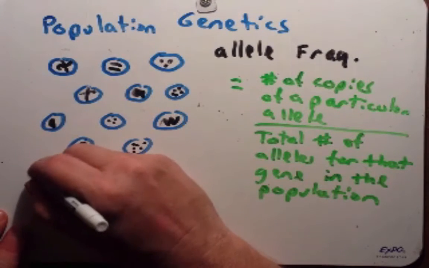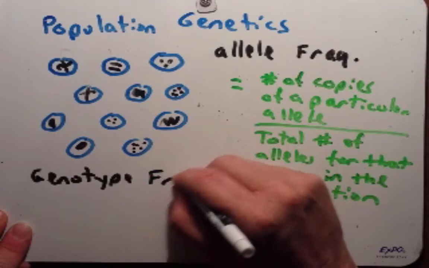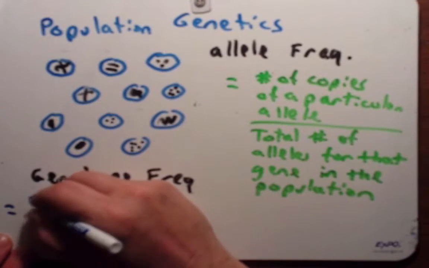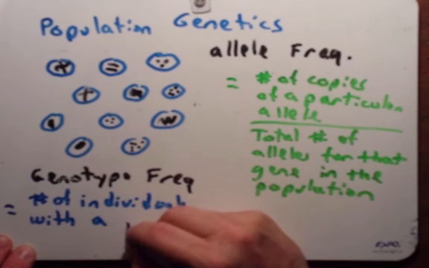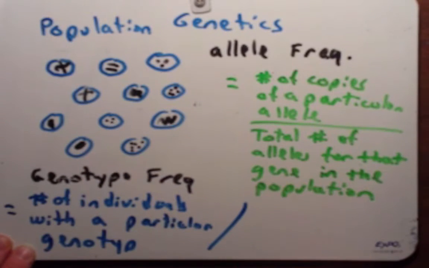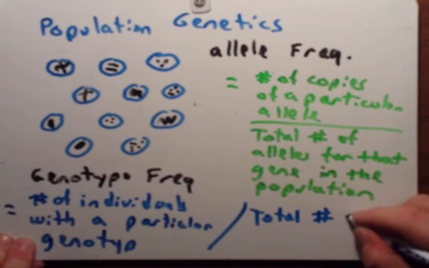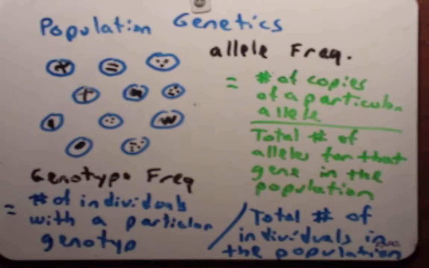We are also going to want to be able to calculate our genotype frequency. Okay, to calculate genotype frequency, what you do is you take the number of individuals with a particular genotype and you divide that by total number of individuals in the population. Let's calculate allele frequency first, and then we'll come back to genotype frequency.